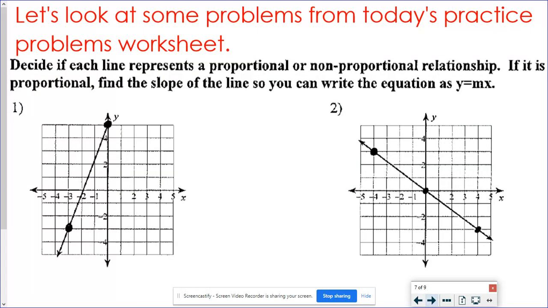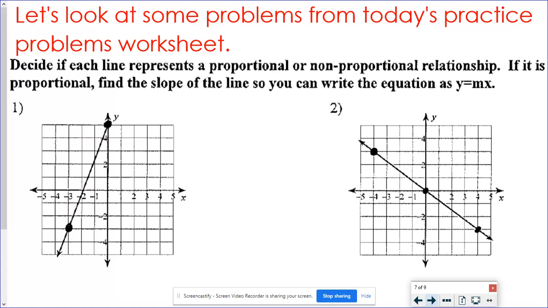What we're actually going to be doing today, I think, is less confusing than that stuff. What I want you to be able to do today is look at graphs for part of your worksheet and decide, first of all, if they are proportional or non-proportional. If they are proportional, we have to find the slope so that we can also write the equation of that line. Now, these first two problems are the first two problems on one side of your worksheet today.